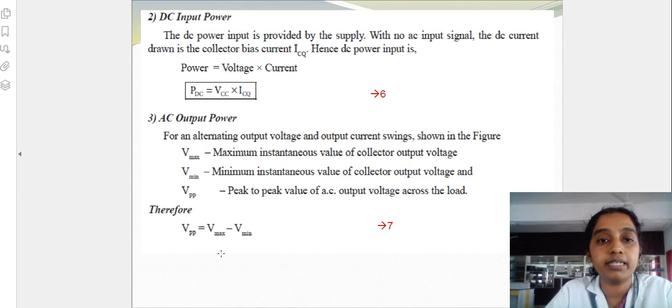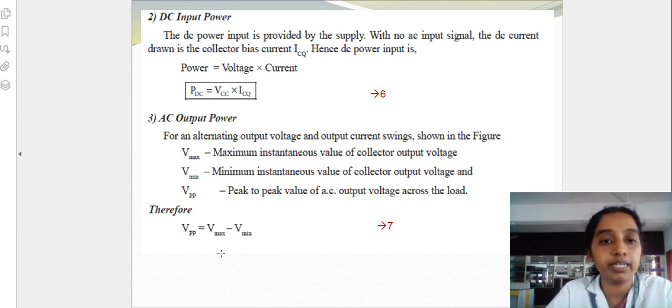How to calculate the DC power? The DC power input is provided by the supply. With no AC input signal, the DC current drawn is the collector bias. So here, what is the collector current? ICQ. Power is equal to voltage into current. Voltage is the direct voltage which we are getting from the supply, VCC, into the collector current IC. By this we can calculate the DC input power.